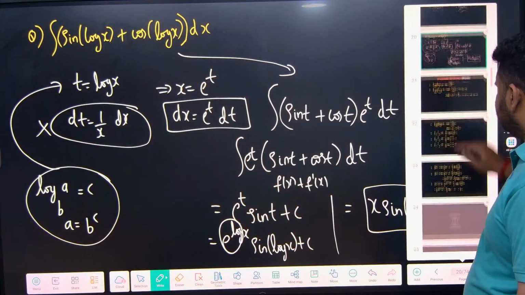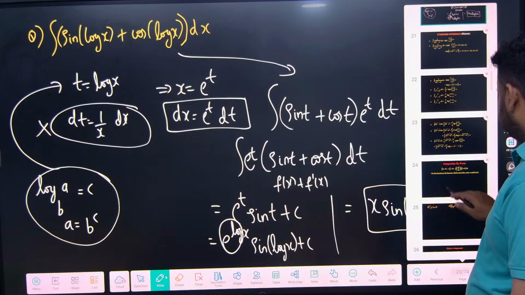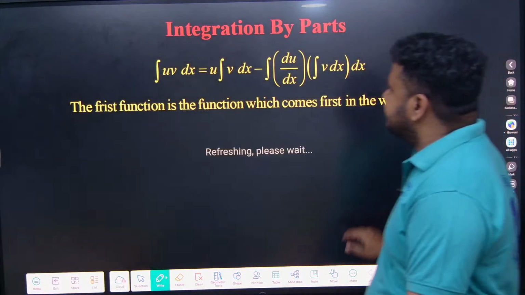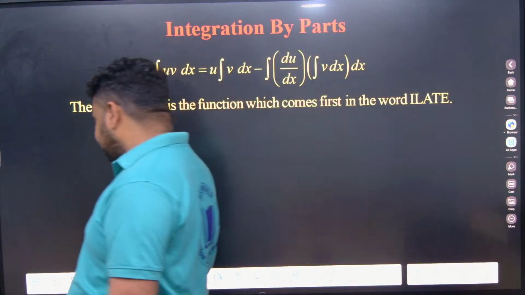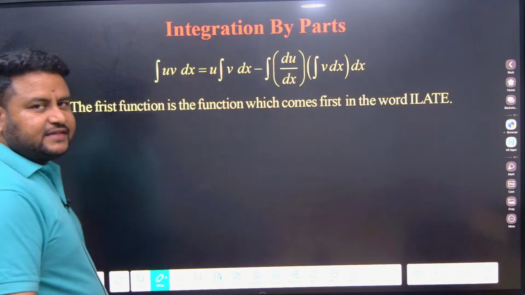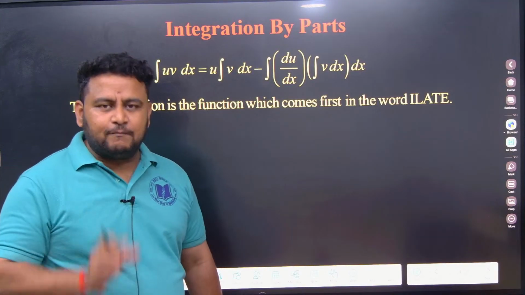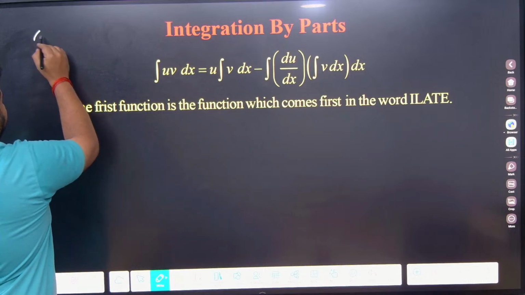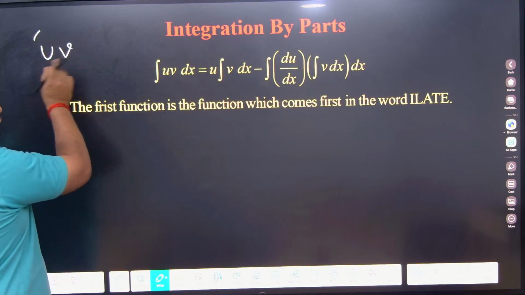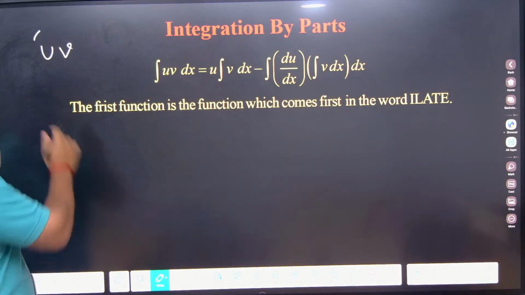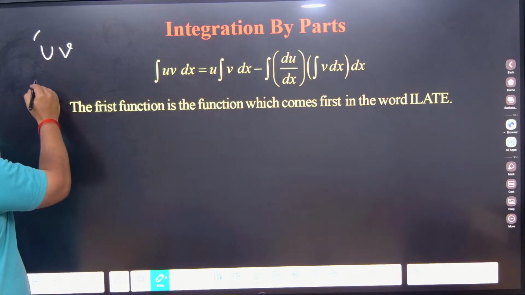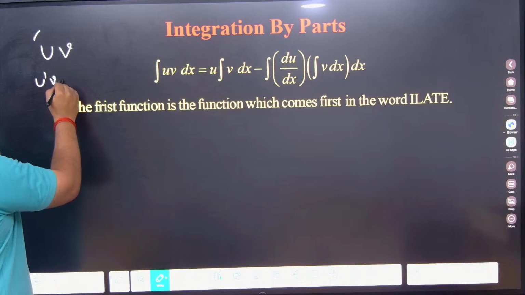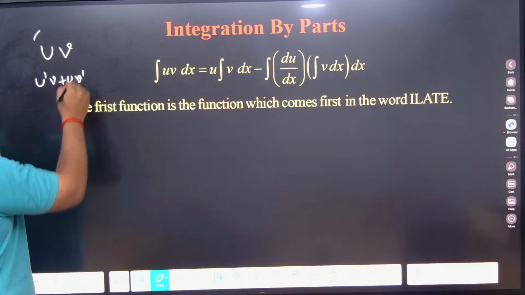Okay, having done this, let us go to one very important concept, that is integration by parts. Integration by parts means what? In differentiation we studied one rule called the product rule. That is, if you are given a function uv, a product of two functions, what did we do? We applied the product rule, which says u dash v plus uv dash. This is what we applied.